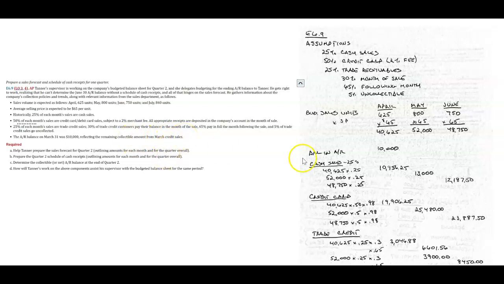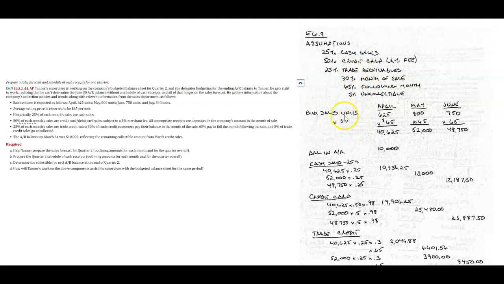So the first thing we've got to do is a sales forecast. And you know what I do sometimes? I restate the assumptions like this because it helps me. So 25% are cash sales. We'll have to take those off the top right away and get a remaining balance. 50% are credit card sales, and 25% are trade receivables. That comprises the entire sale amount, 100%. And from the trade receivables, we get 30% in the month of sale, 65% the following month, and 5% is uncollectible. So that's all in our heads.